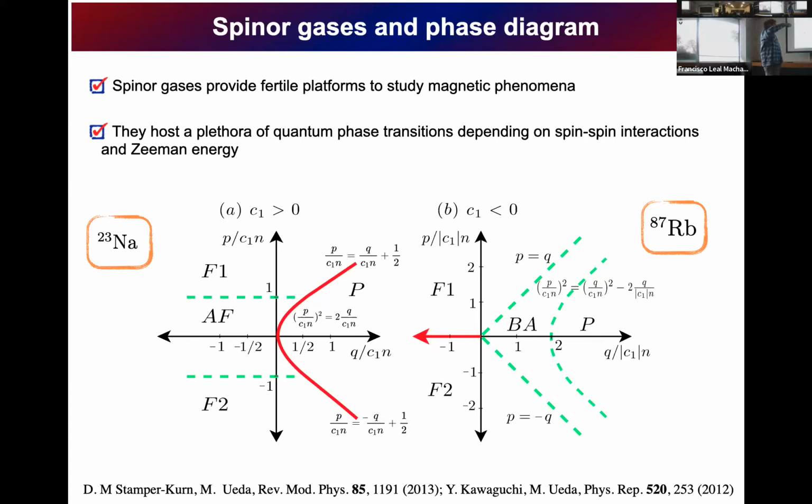Before I describe them, I have to say, as Sharon already said in her previous talk, that these spinor gases have both short range, but also spin-spin interactions. This spin-spin interaction coefficient is this C1 that I showed you here. This spin-spin interaction can be either positive or negative.